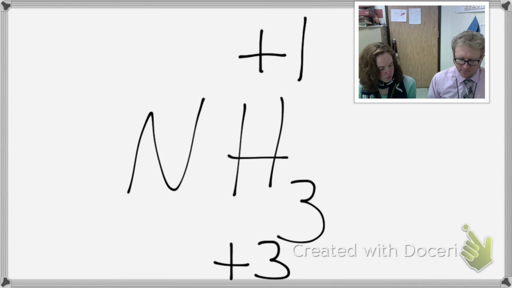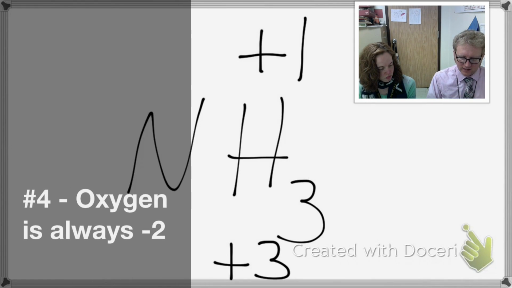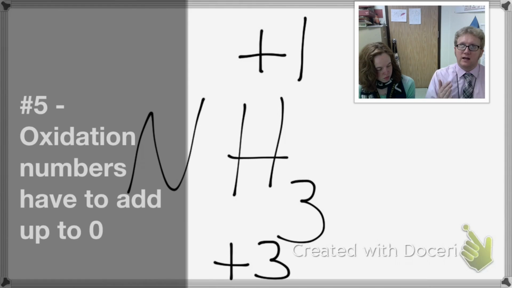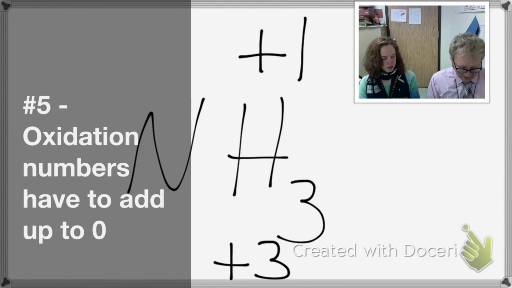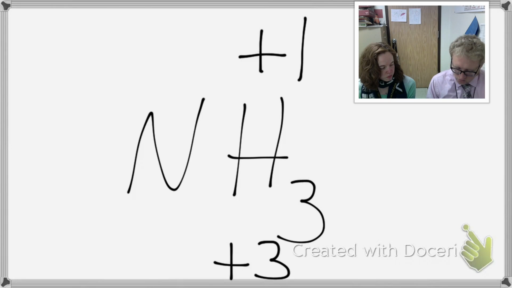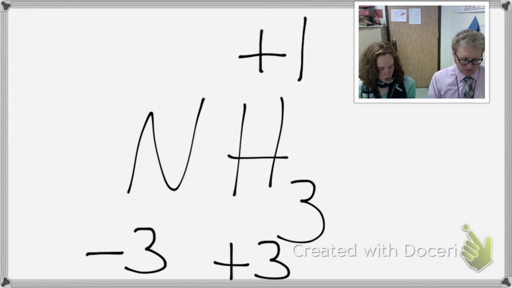The next one, I don't have oxygen. That's rule number 4. So number 5, they all have to be 0. If I want everything to be 0, that means I need to cancel out my +3. So that means it's got to be -3.